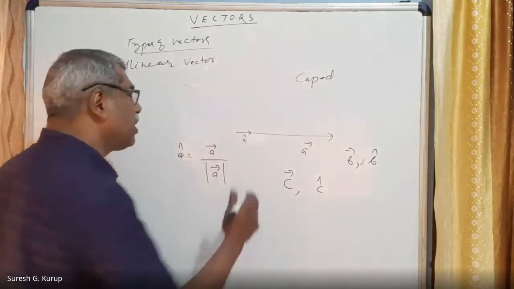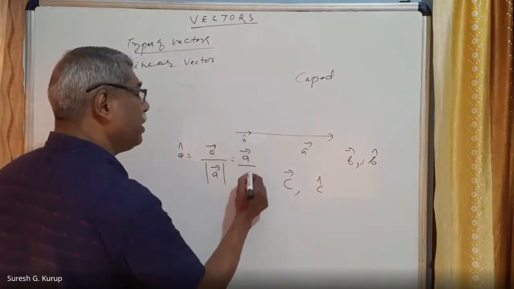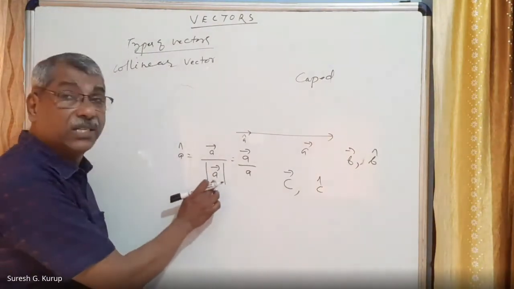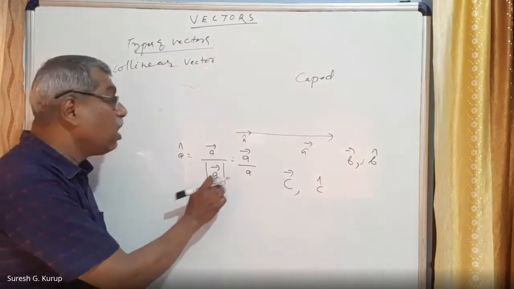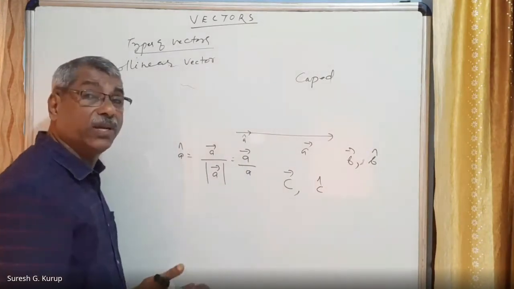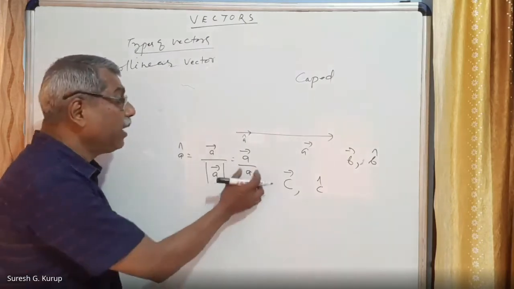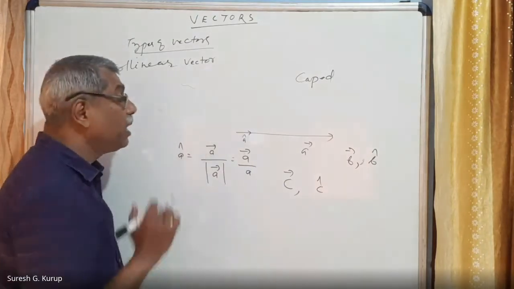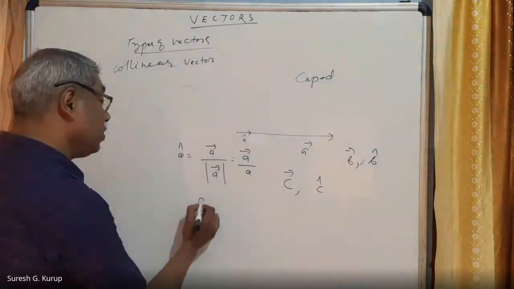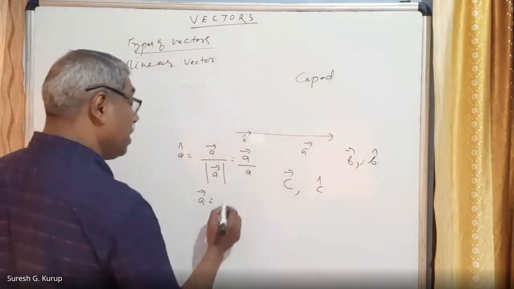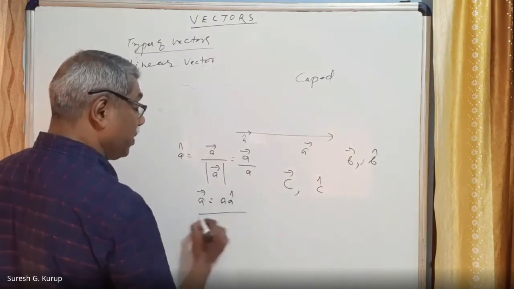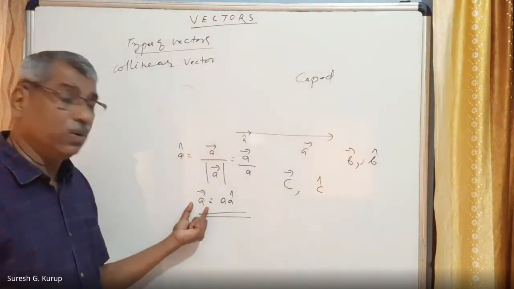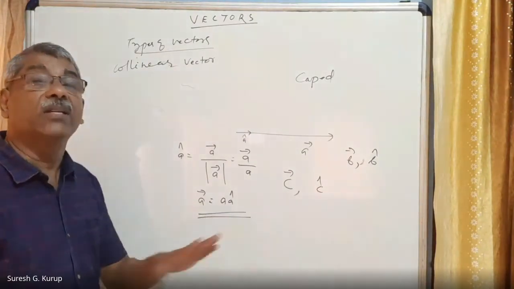This can also be written as vector A divided by simply A. Whether the vector is kept within modulus or we simply write the letter only, that is also called the magnitude. Magnitude can be represented like this, and also like this. So from this relation we can write the whole vector A is equal to the magnitude of the vector into the unit vector. This is also a very important relation in vectors. The whole vector is equal to the magnitude of the whole vector into its own unit vector.